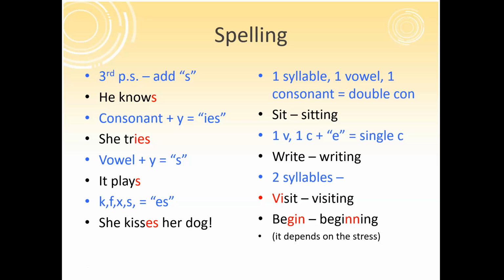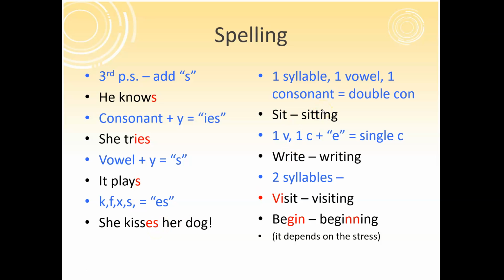Next is spelling. This column shows spelling tricks for the simple present verb tense, and this one shows it for present progressive, or any progressive rather. Third person singular, add s. So often you just add an s, unless your verb ends in a consonant plus the letter y, like try. Try becomes tries. If your verb ends with a vowel and the letter y, you just add s. And if it ends in k, f, x, or s, you add es. She kisses her dog.